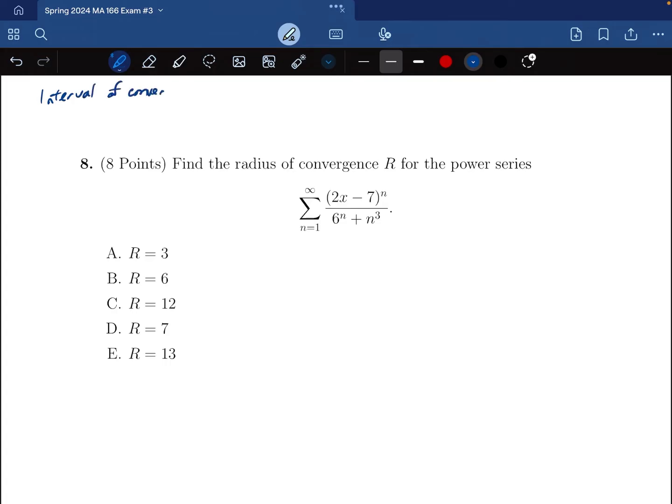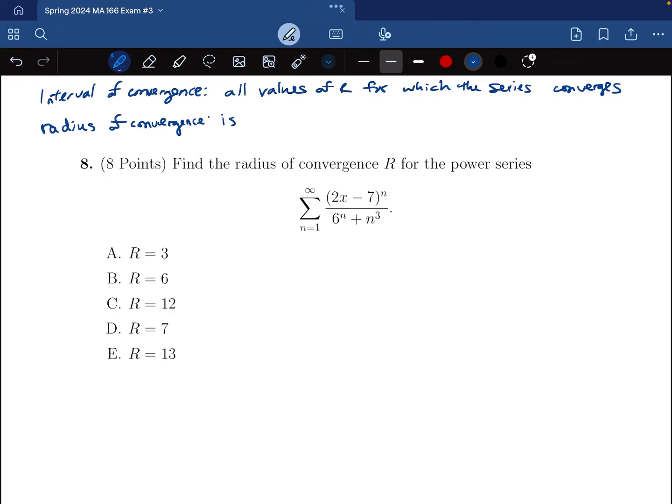The interval of convergence is all values of x for which the series converges, and this is going to be a continuous interval. The reason this is important is that the radius of convergence is equal to half the length of the interval of convergence.